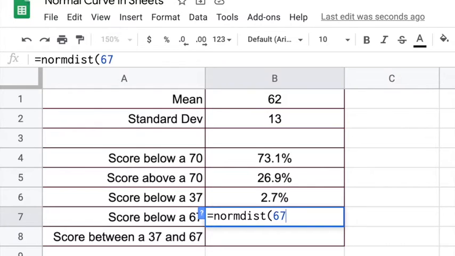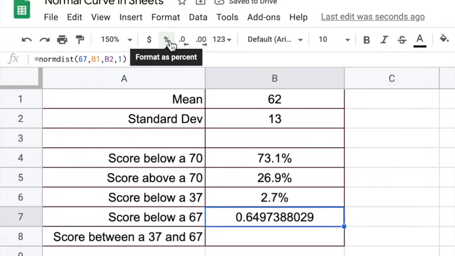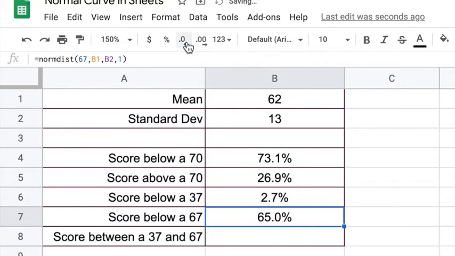And then a score below a 67 would be norm dist, the 67, comma, the mean, comma, the standard deviation, comma 1. Now, these two answers in the previous example, we subtracted them. Yeah, that's right. So this last answer is going to be the big one minus the small one. 62.3%.